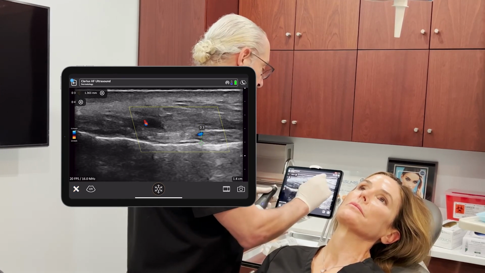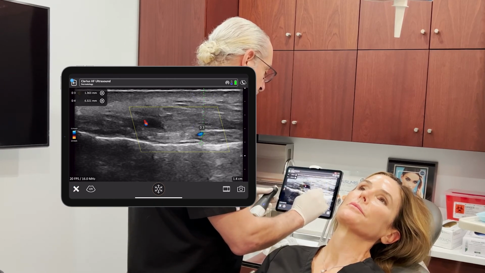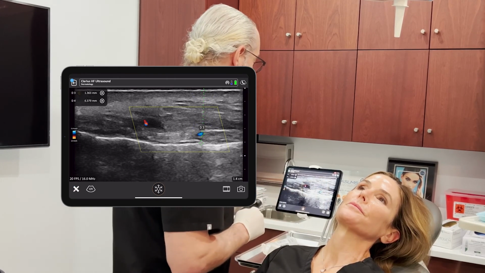You might consider a more superficial injection with a cannula for safety purposes in this patient.